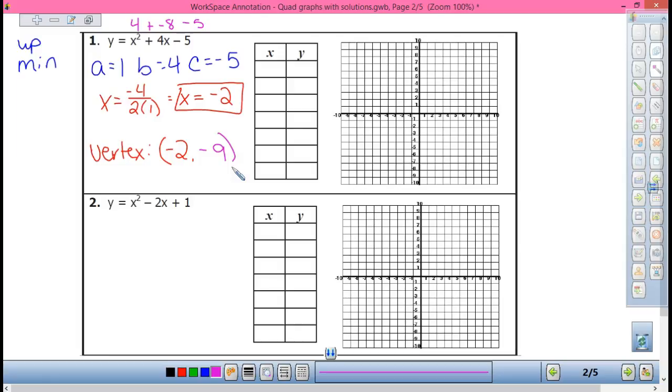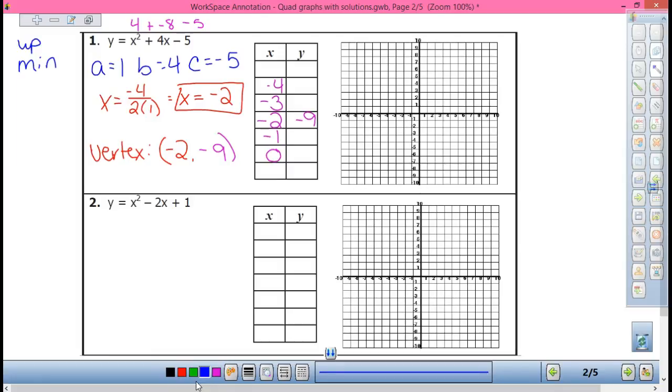Where does he go? In the middle. So negative 2, negative 9, in the middle. Okay, so two numbers smaller than negative 2? Negative 3 and negative 4. Two numbers bigger? Negative 1 and 0. All right, so now we've got to do what?